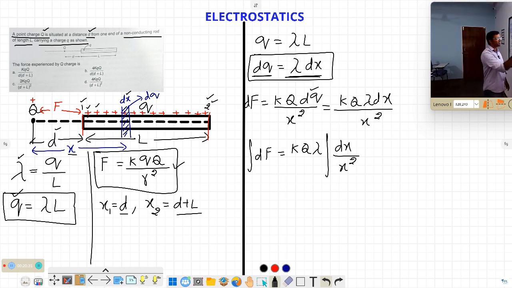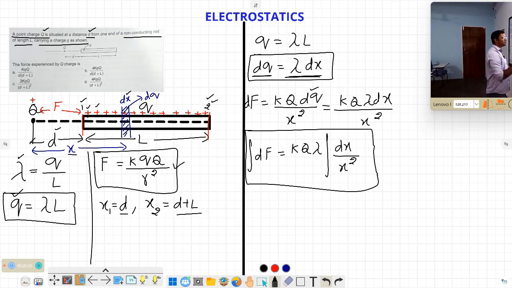So now this is the main part, you have to solve it. If you solve it, our problem will be solved. In this case, whatever the limits, what are the limits here? The x value, starting from where? The x value is from x1 to x2 position, right? x1 value is equal to d, x2 value is equal to d plus L. Up to this, you have to integrate.